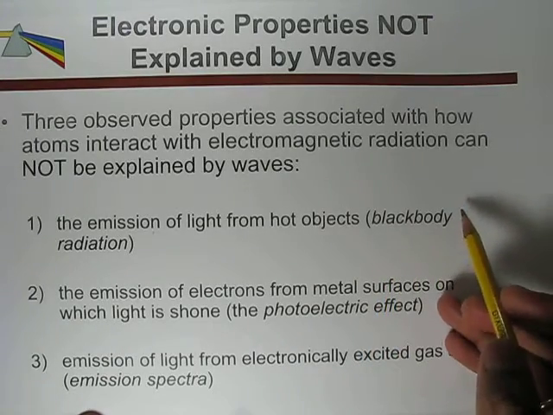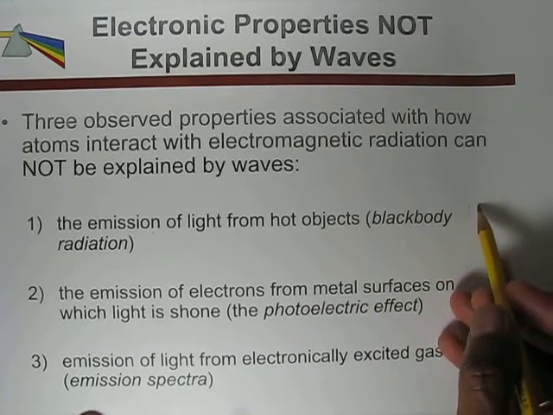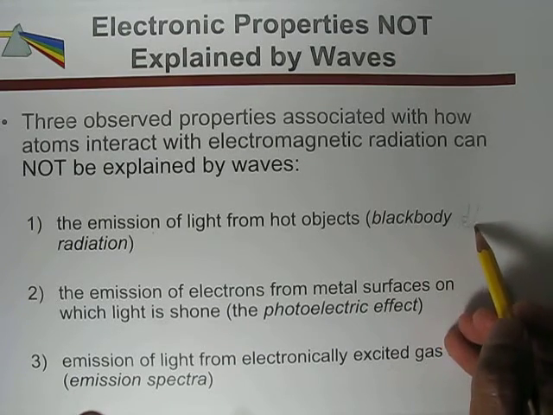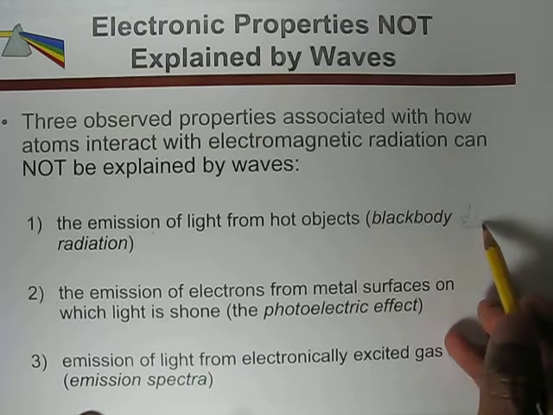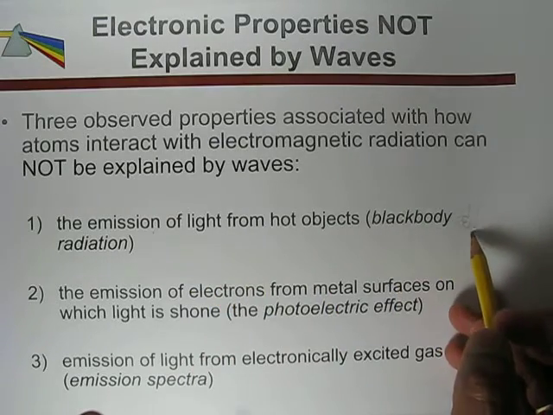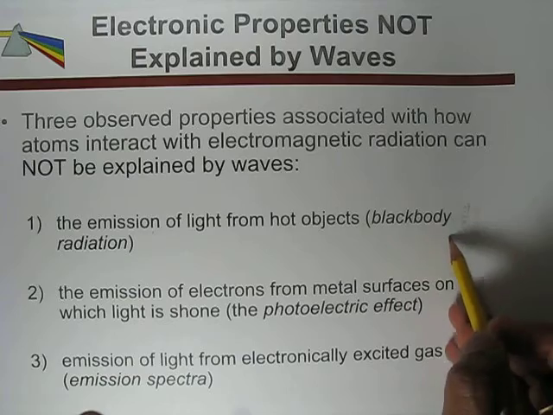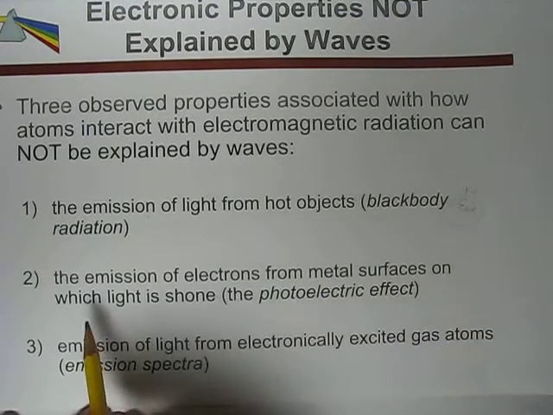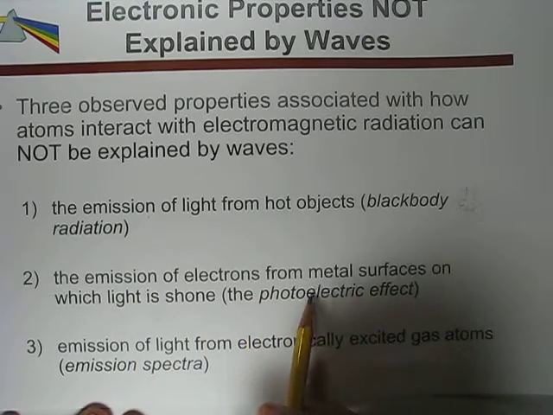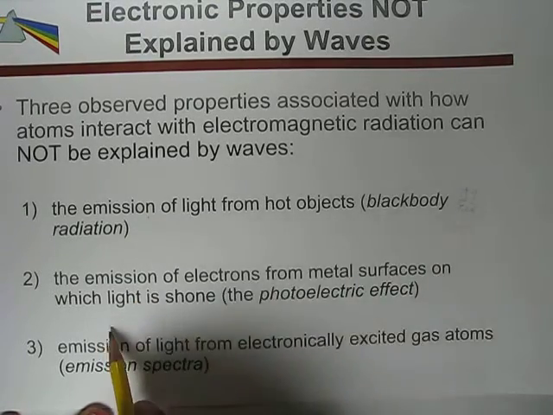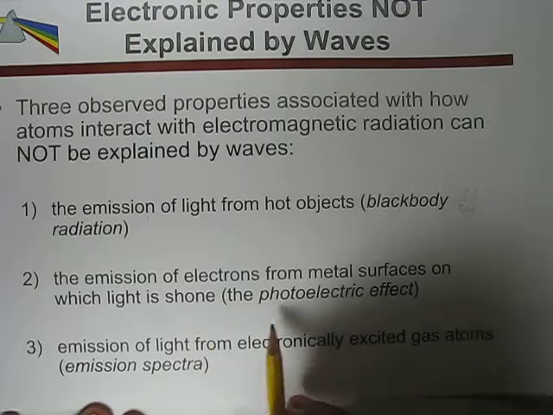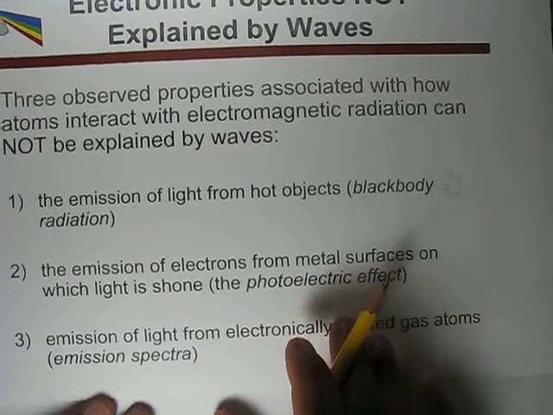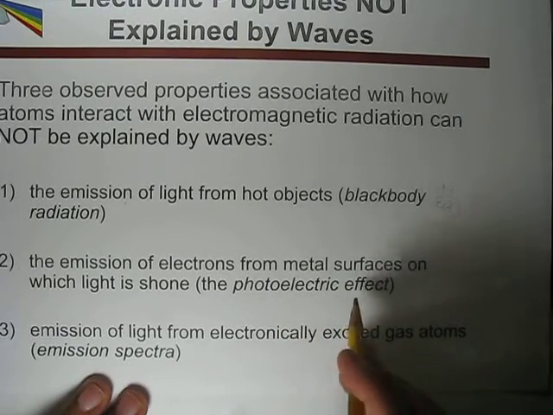For example, lighting of a bulb, because when the bulb lights it heats, and when it heats it shows some light. So this property was not explained by the wave nature of electron. Second was emission of electrons from the metal surface on which light is shone. So that phenomenon is called the photoelectric effect.